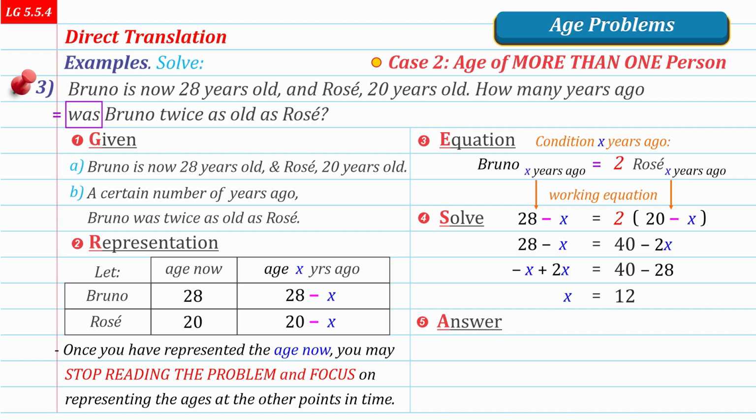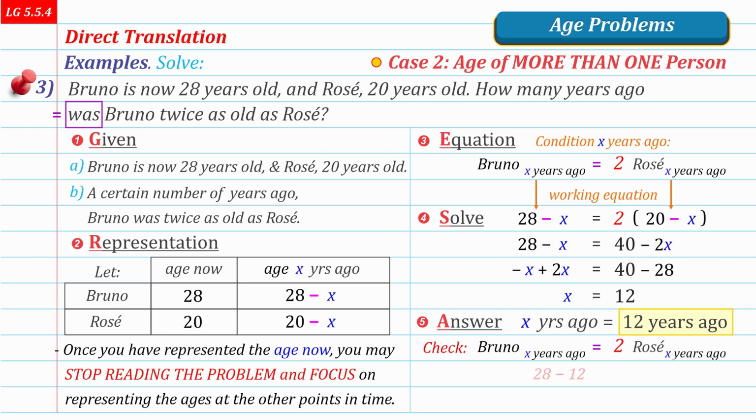Now the answer. Since x represents the number of years ago, the answer is 12 years ago. But of course, we need to always check just to be sure. So let's compute their ages 12 years ago. Bruno's age was 28 minus 12, which is 16. Rosé's age was 20 minus 12, which is 8. Since 16 equals 2 times 8, twice 8, our answer is correct. 12 years ago is the right solution.